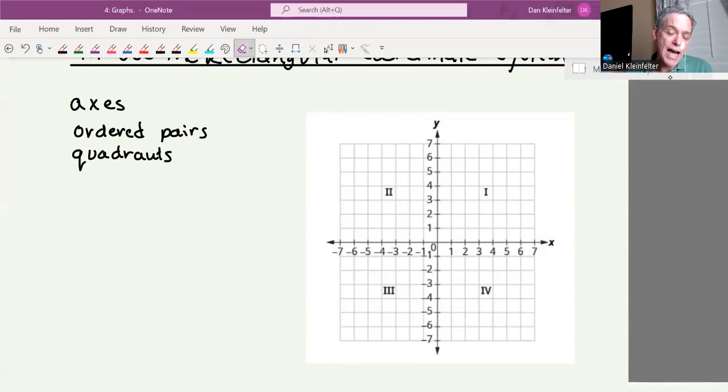Those X and Y axes divide your paper or my screen here into 4 quadrants. The 4 quadrants are numbered using Roman numerals, starting at the upper right and going counterclockwise. So there's quadrant 1, quadrant 2, quadrant 3, and quadrant 4.